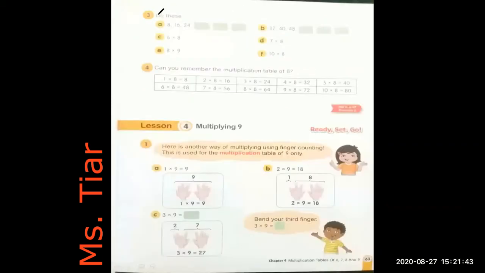Okay, look at this. Do this. A, 8, 16, 24. Okay, once again, your book actually provides the multiplication tables of 8.